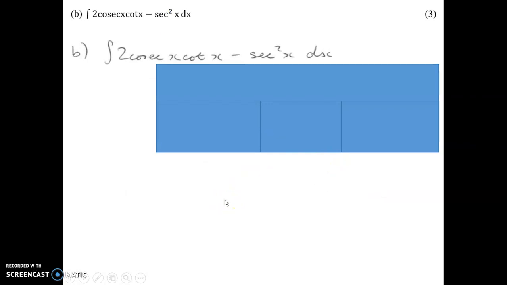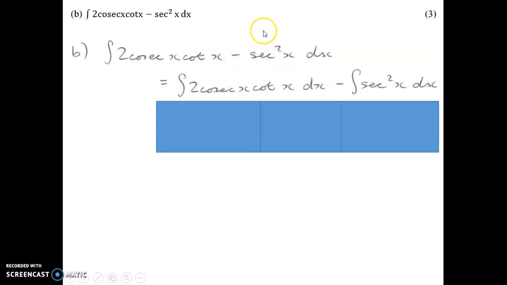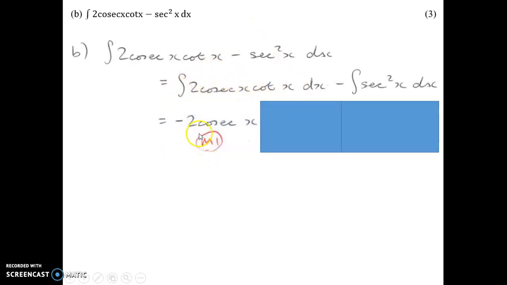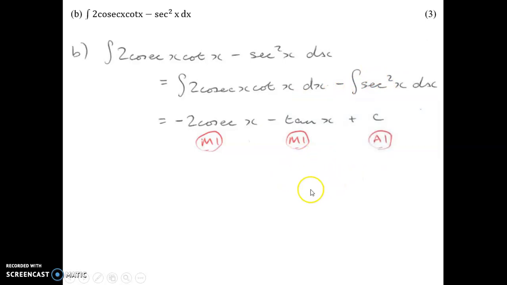Part B was actually much easier if you remember to look in your formula booklet, basically. So first thing we can do, we've got two terms here in our integral, so I can split that into two separate integrals, and then if you go to your formula booklet, you'll see that we know that the integral of this comes out to be negative 2 cosec x, and the integral of this one comes out to be just tan x, and then we just have to remember to put the plus c at the end.